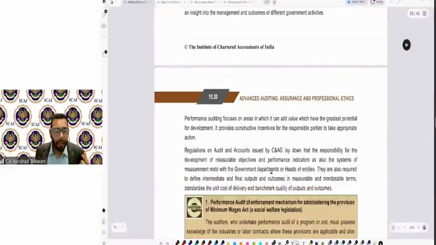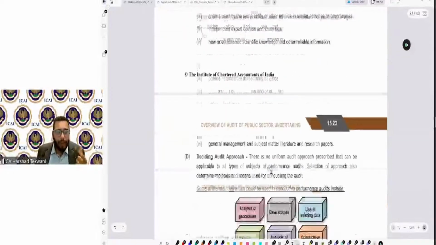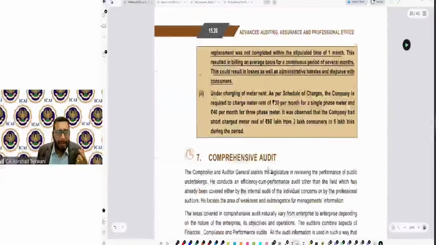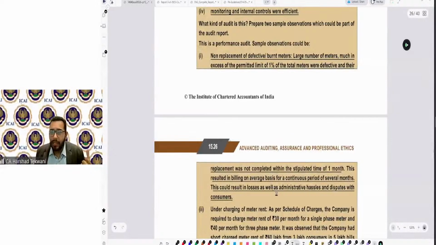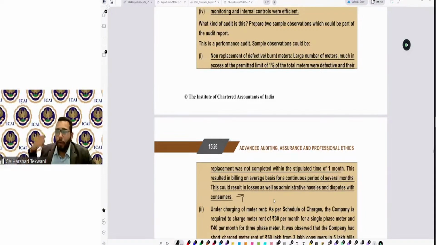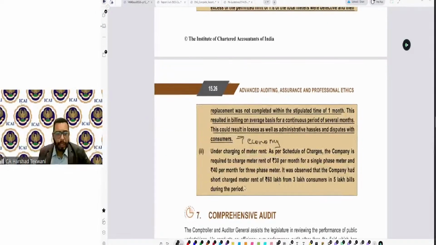Okay. So whether I am getting the best I can get, whether I am minimizing the cost as much as I can, the answer is no, because average billing is happening. It is an economy issue, meaning the expenditure is not done economically. The government is spending on generation of electricity, but it is not billing that much. So it can be of an economy nature. Same with the next one, because there is short charging on the meter rent. Again, I'm not charging appropriately. In that case, again, it is a matter of economy.